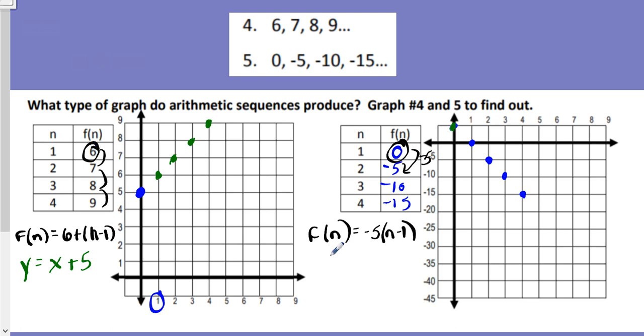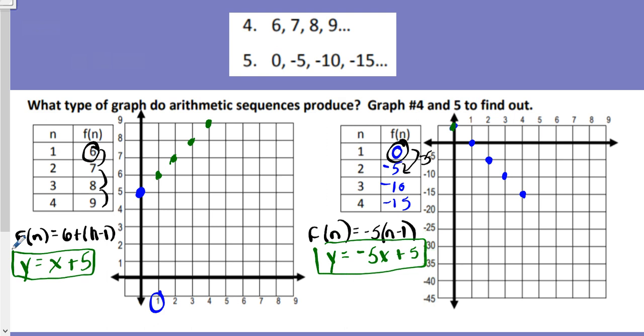And over here, again, my slope is negative 5, and my y-intercept is actually, let's see, I think it's 5. Let's make sure we're correct there. So I have negative 5x plus 5. So let's plug in 1: negative 5 times 1 is negative 5, plus 5 is 0. So both of these work. We're just looking at another way to write our same function.